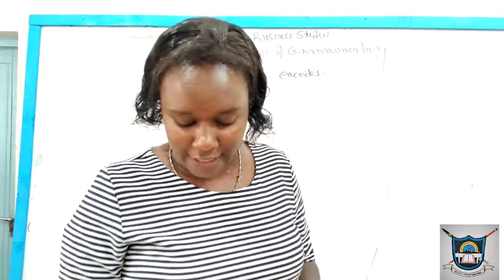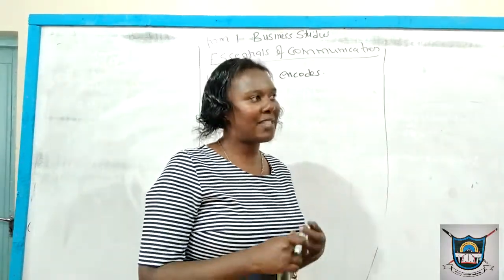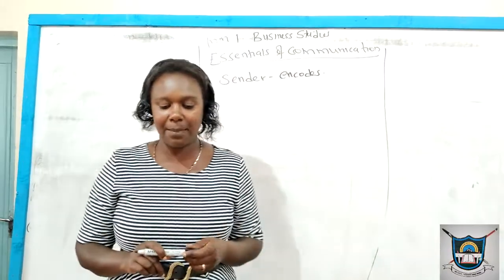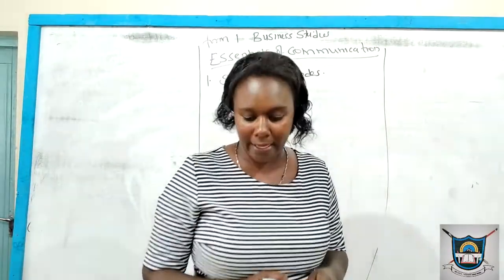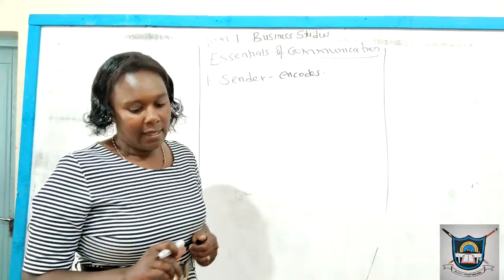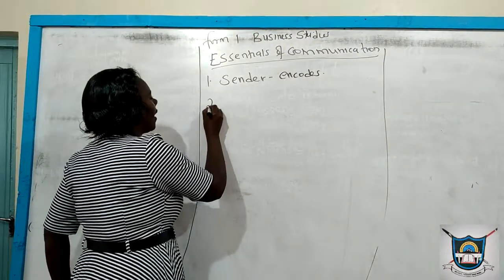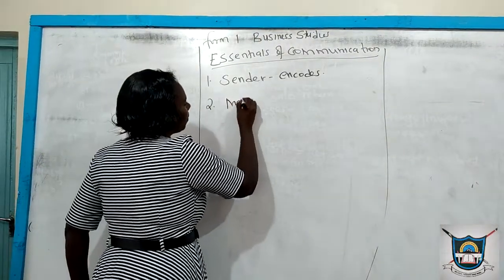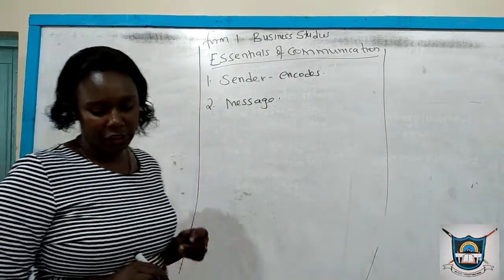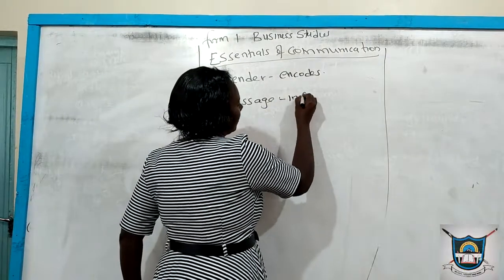He puts all the ideas in form of words, can put it in form of symbols, gestures, signs, so that the message reaches the person to whom it is being communicated well. Now, after the message has been encoded, we have another essential feature, which is the message. Our second essential of communication is the message. This is the information to be sent.